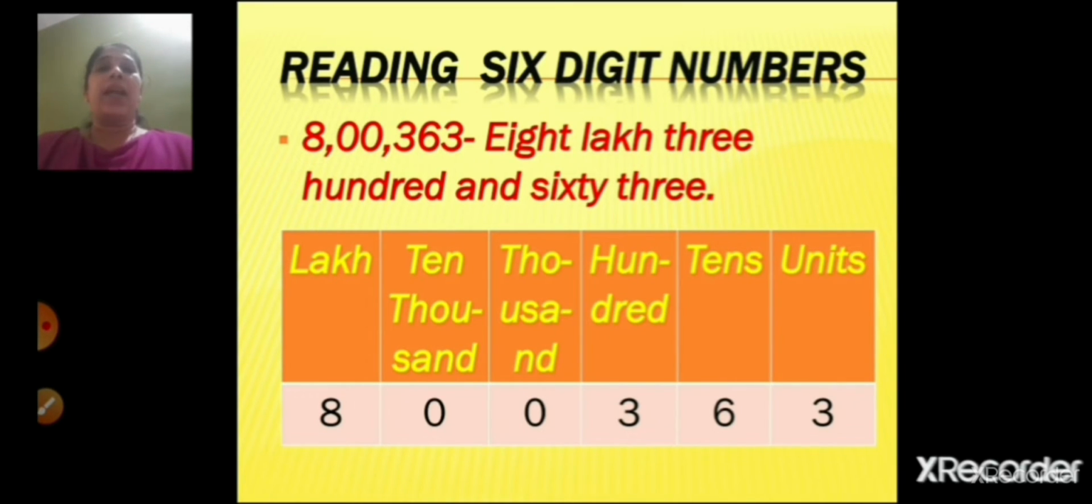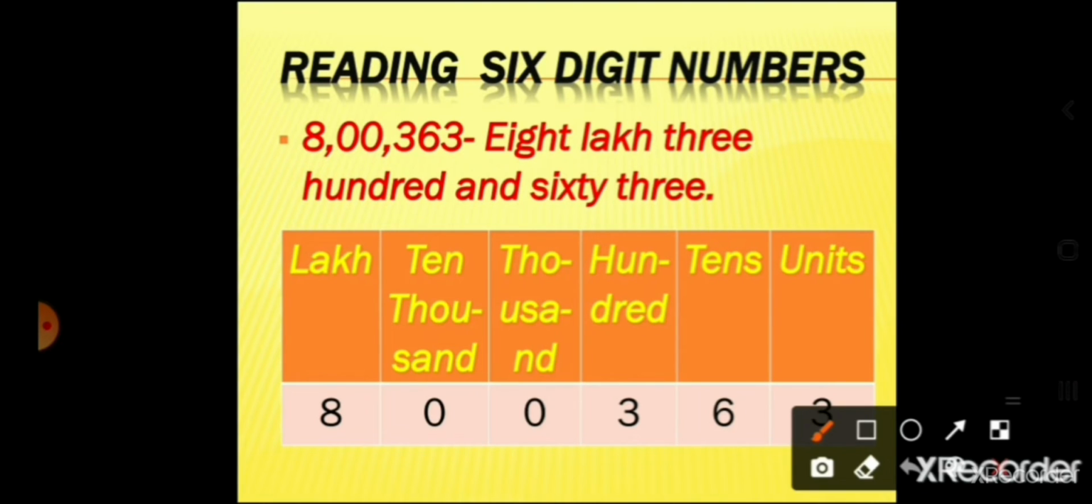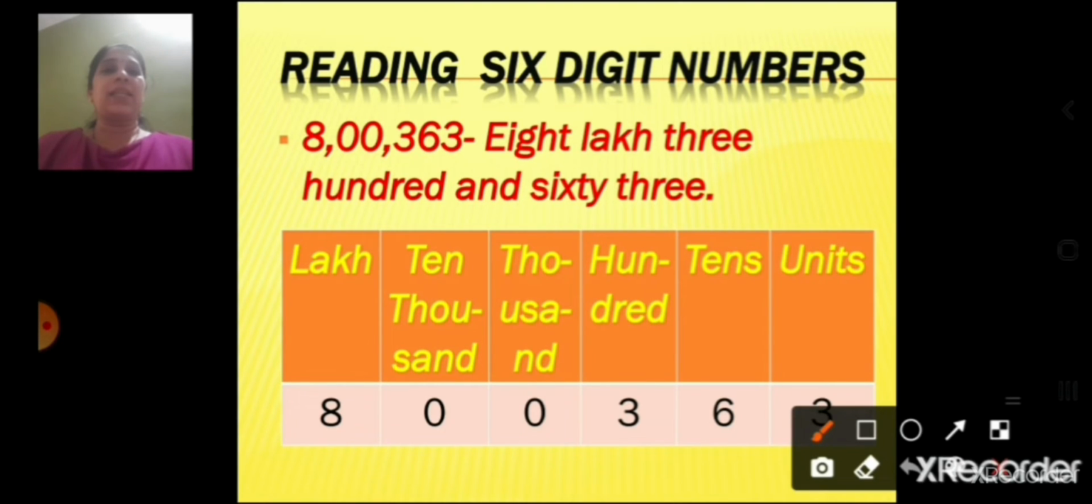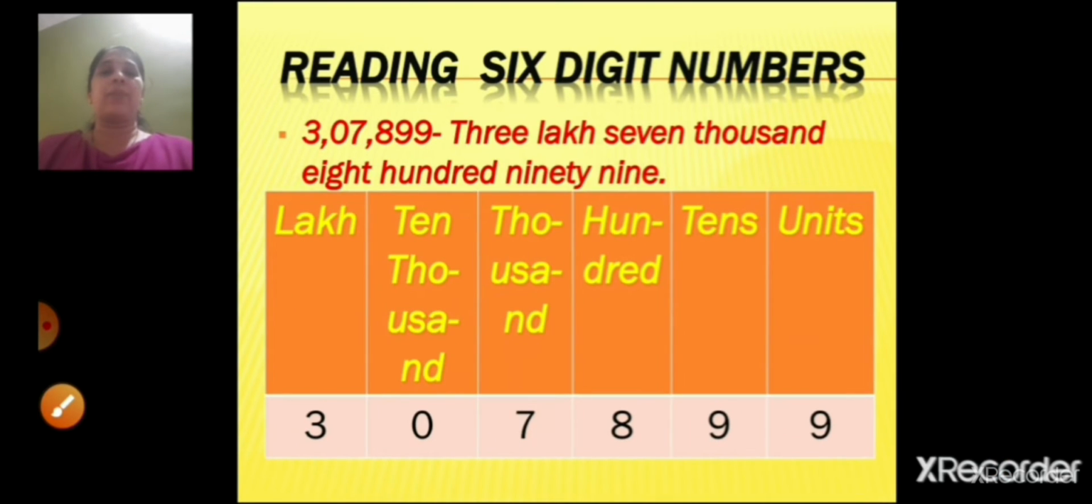Next is 8,00,363. Again, what we will do? So children, we will make a table as units, tens, 100, 1000, 10,000 and lakh. We will arrange these numbers from our right hand side. So 3 in the units place, 6 in the tens place, 3 in the hundreds place, 0 in the thousands place, 0 in the 10,000s place and 8 in the lakhs place. So how we will read this? 8,00,363, right? So let's move to the next example.